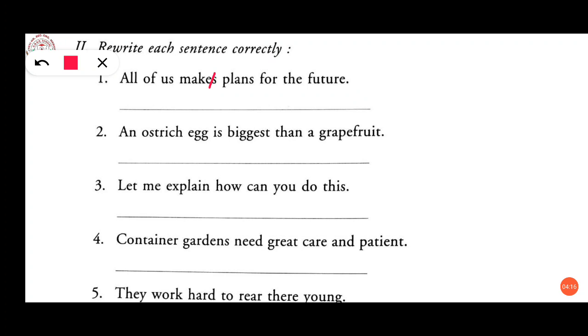Now second is: an ostrich egg is biggest than a grapefruit. You can see comparison is given, then. Now we have learned adjectives in grammar. There are degrees, that is comparative and superlative. In comparative we just compare two things, and when we are using comparative, that is big, bigger, biggest. So if we are using bigger, that is a comparative one.